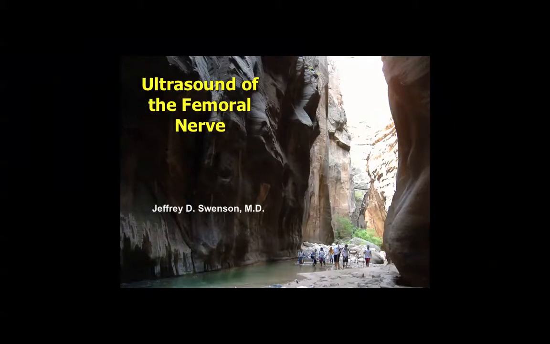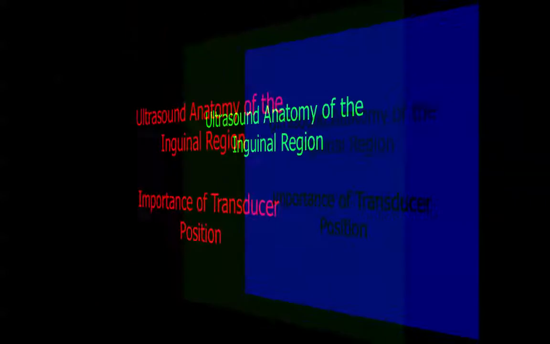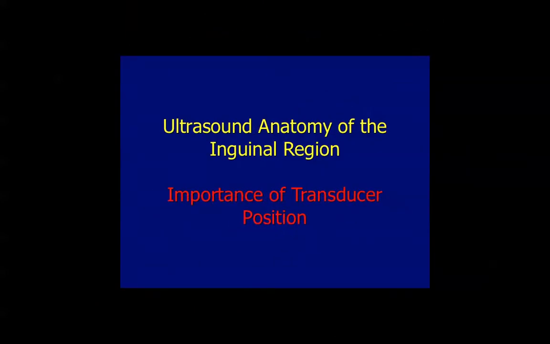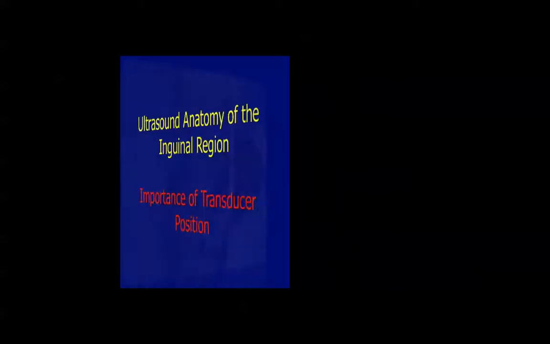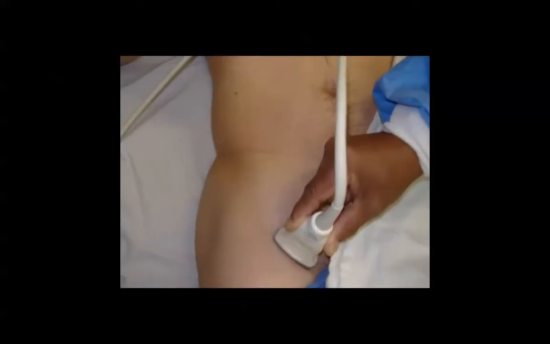We'd like to discuss a little bit more about the ultrasound of the femoral nerve and how to perform a no-touch technique. Today we'd like to speak a little bit about ultrasound anatomy of the inguinal region and specifically the importance of transducer position. If we look at the right inguinal region, in order to get the characteristic view of the femoral nerve that we like, we have to position the transducer parallel to a line connecting the anterior superior iliac spine and the pubic tubercle.